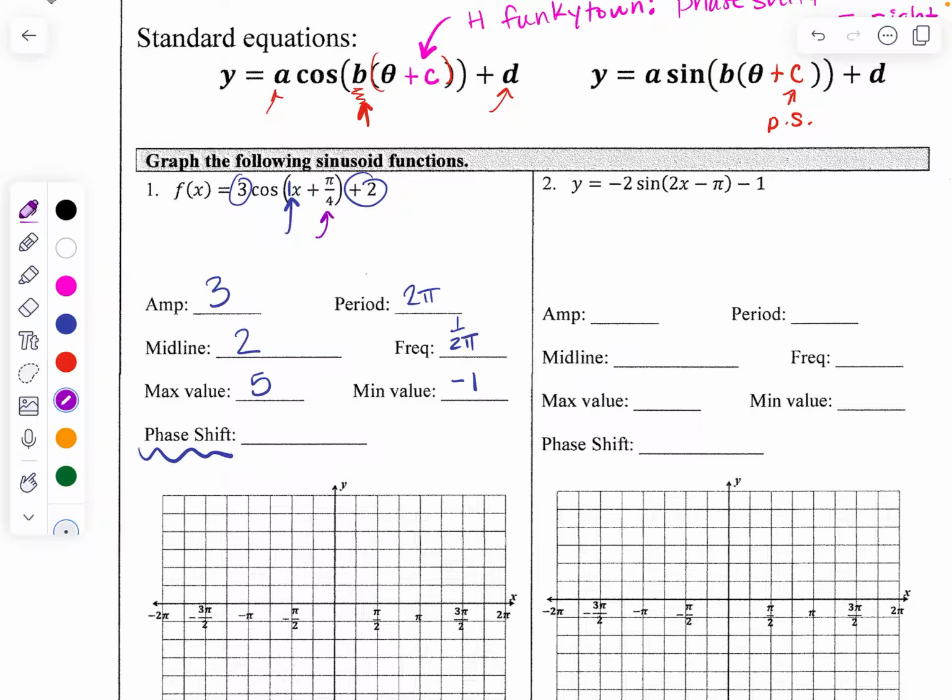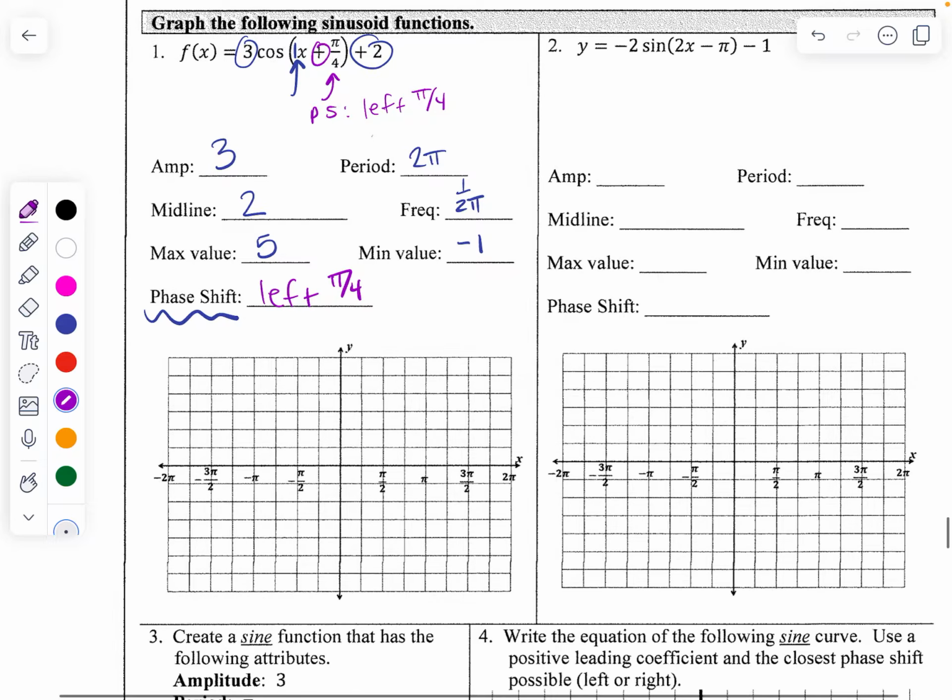Now we're looking at this. So we know our phase shift, it's Funky Town. So if it's plus, we're actually going to the left by pi over 4. So if we look at that numerically, we're going to see that that says left pi over 4, and we see that there's some extra room there as well. So let's give ourselves some boundaries here.